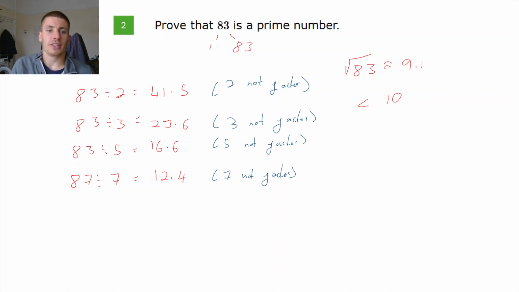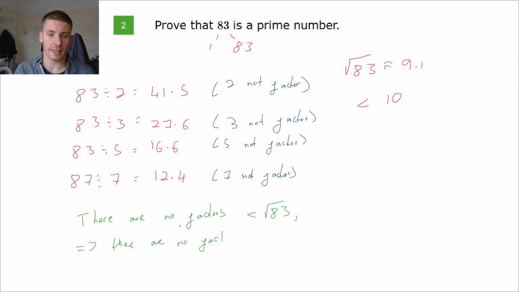So let's write that out again. Because, let's go and write it in green actually. Because there are no factors less than the square root of 83. There are no factors less than the square root of 83. That implies, and that must mean, that there are no factors greater than the square root of 83.